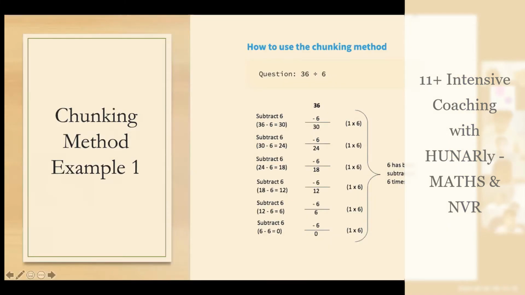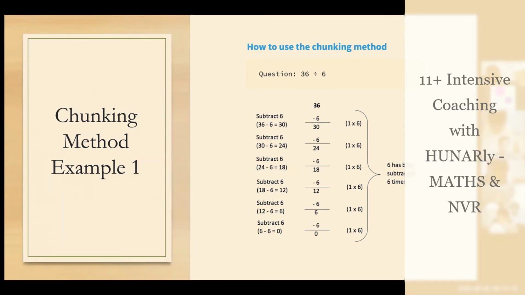So this is an example of the chunking method. As you see, the question that we have is 36 divided by 6. And the way that we do that is we subtract 6 from 36 repeatedly until we get down to 0. So you can see we start at 36, minus 6 gives us 30. And you can see on the left-hand side, we make notes of what we do. So we subtracted 6 to get 30. We subtract 6 again to get 24. We subtract 6 again to get 18. Subtract 6 again to get 12. And then we do 2 more times to get 0.